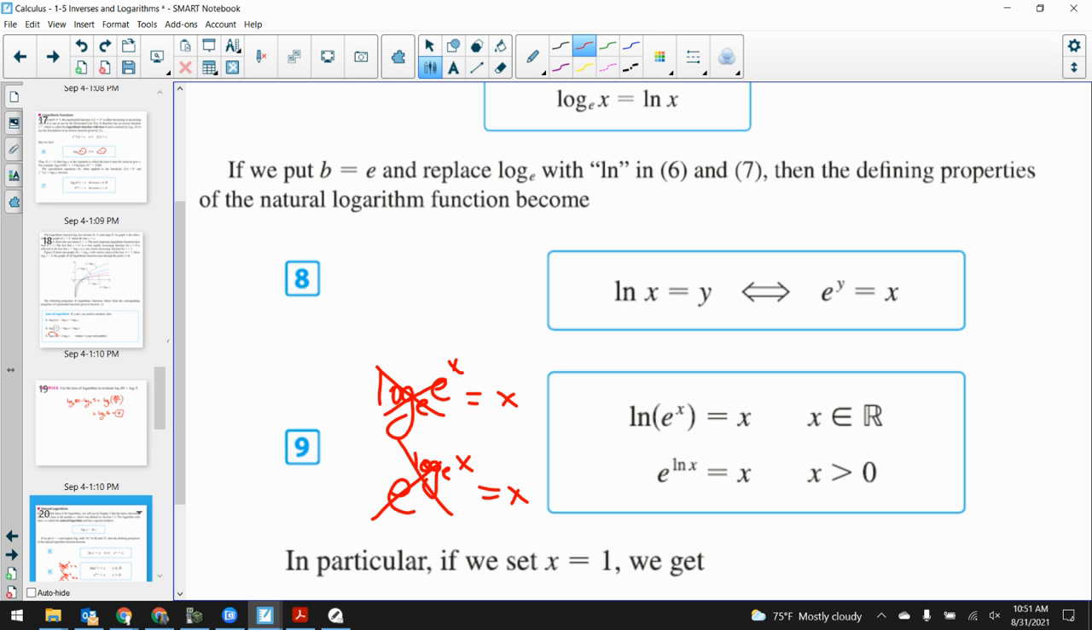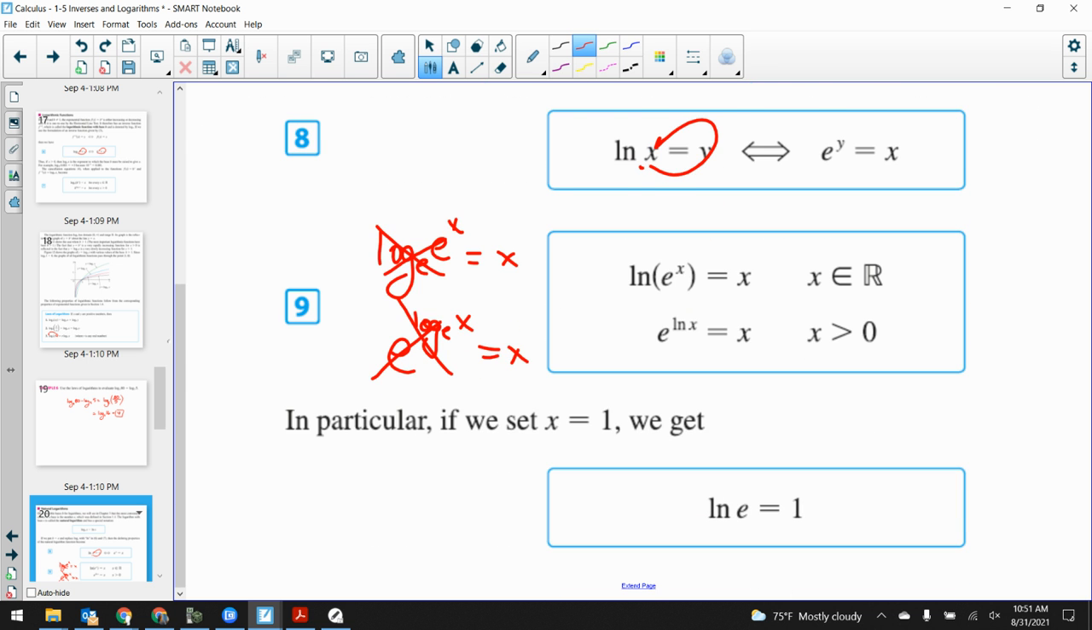Same thing with transforming from one form to the next. ln of x is equal to y is basically like saying log base e of x is y. Spiral it: e to the y is x, right? So both of those things are inverses of one another.